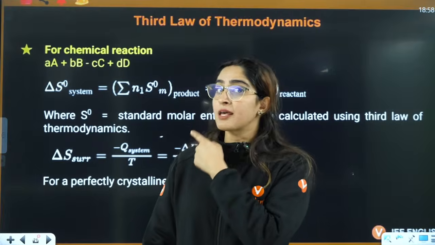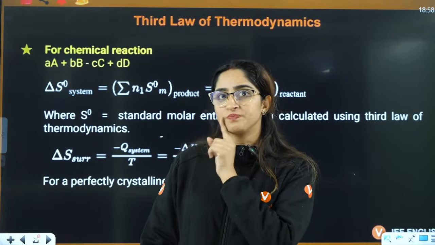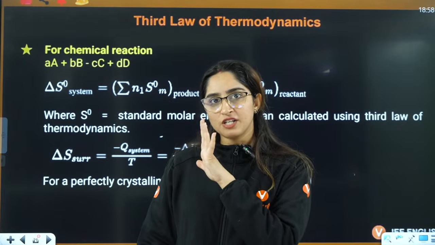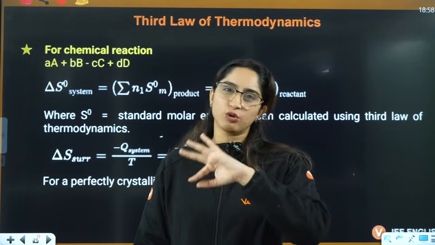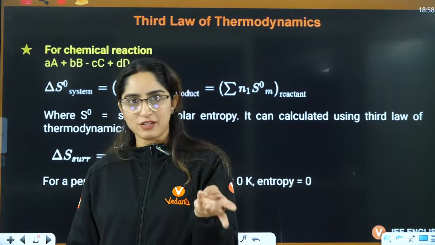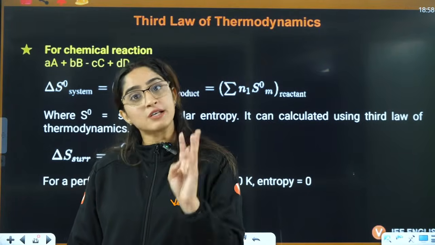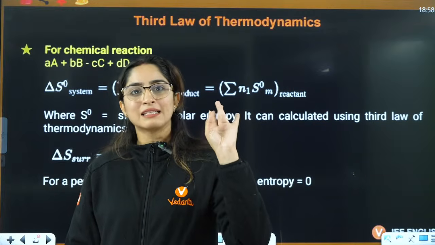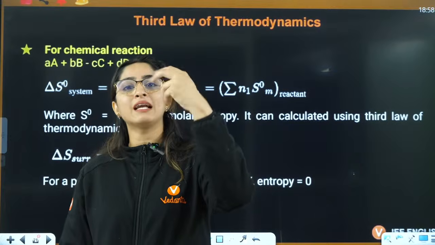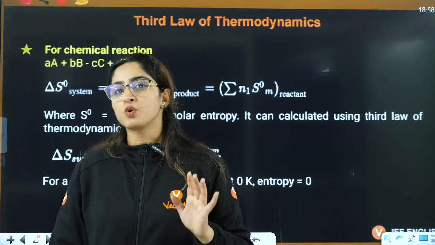Then the Gibbs Helmholtz equation that I taught you, the questions on this. Then the delta U and delta H relation. These are 3-4 formulas that are very important: work formulas for isothermal and adiabatic, the first law relation, then Gibbs Helmholtz, and delta H delta U. From these formulas, definitely 1 or 2 questions you will see.